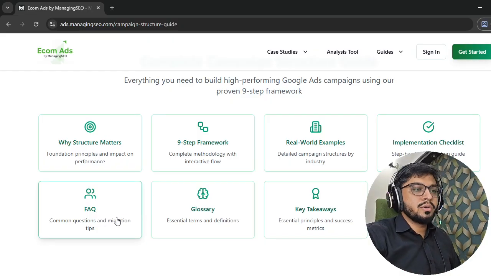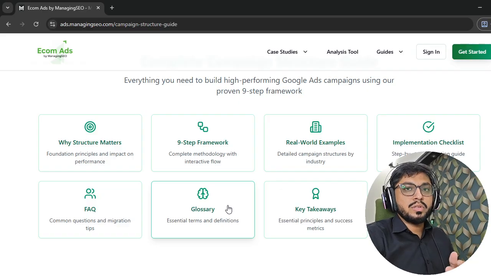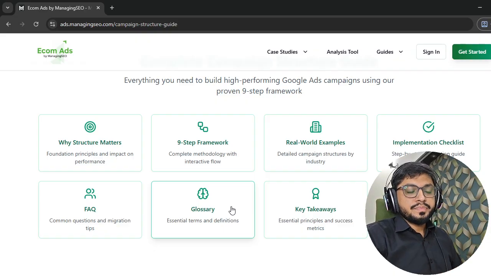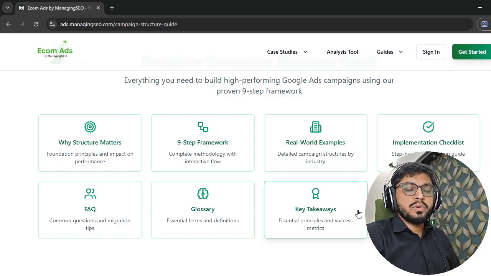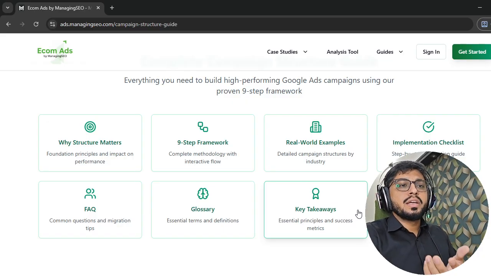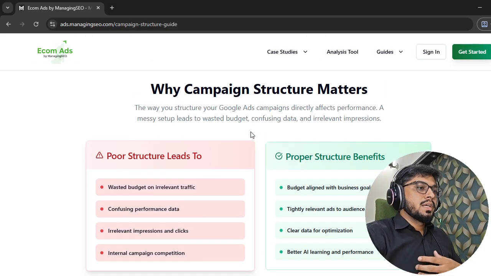And at the end, I have a few FAQs. If you want to go through them, you can. And then we have a glossary. I'll be using some terms. If you do not know those terms, just go to the glossary and make sure you know all of them before you move towards the guide. Or I'll be explaining a few in the guide. And there are going to be a few key takeaways, again related to the notes of this guide. Anyways, let's start with why it matters.